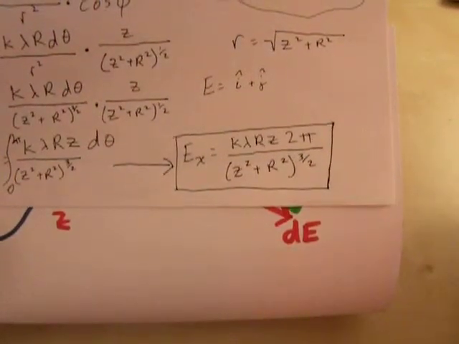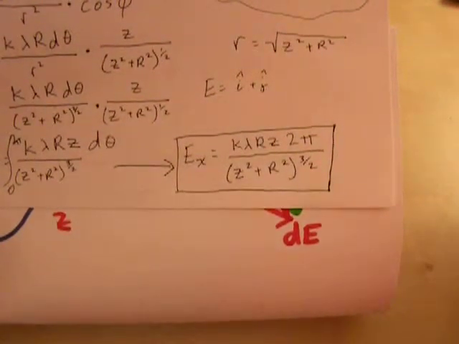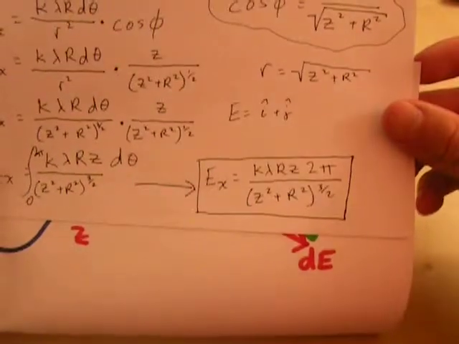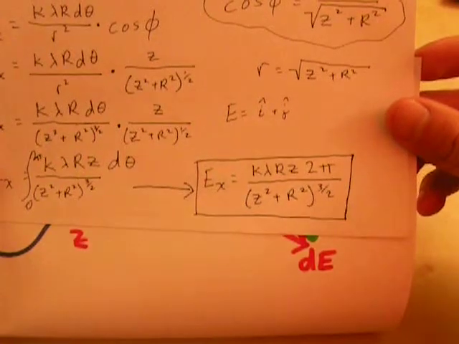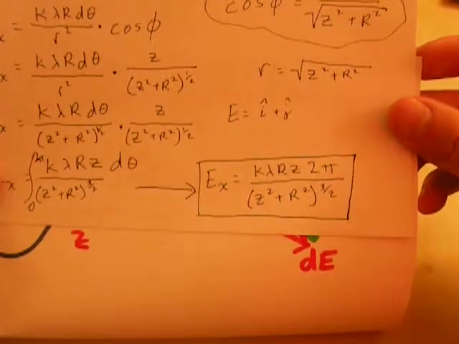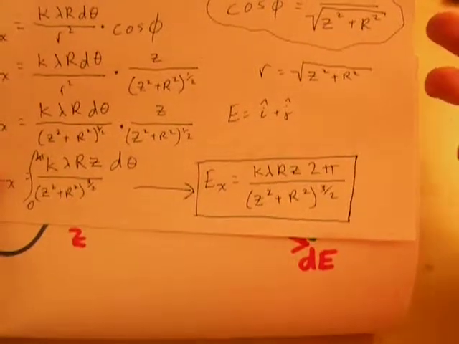So that's it, everybody. That's your E field for a distance z of a ring of charge on axis, excuse me.